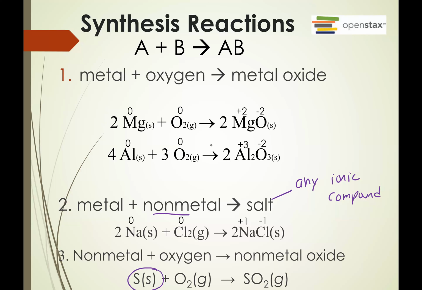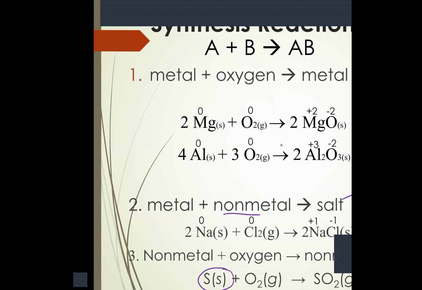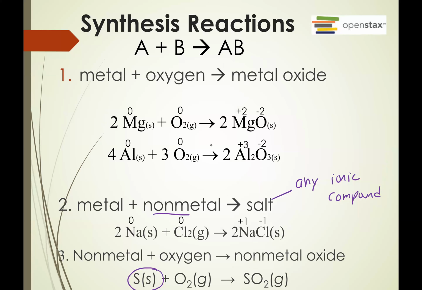Top right part of the periodic table are nonmetals, plus oxygen makes a nonmetal oxide. All this means oxide, it means oxygen is with it. So nonmetal oxide just means that oxygen is with the nonmetal. So this makes our sulfur dioxide.